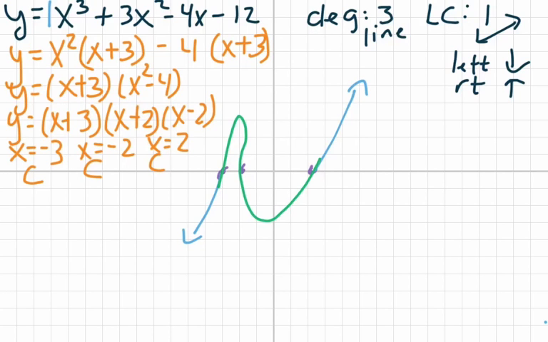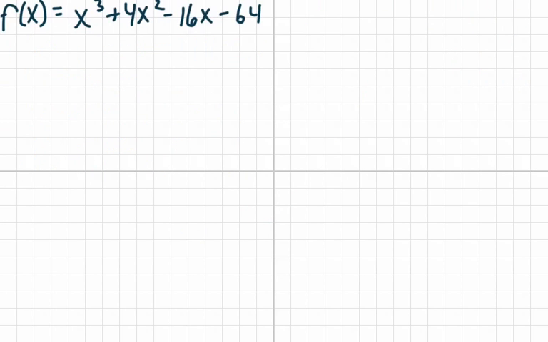Okay, let's go on and look at the second example. They'll go a little bit faster from this point out. So here's our next example. This one is f of x equals x to the third plus 4x squared minus 16x minus 64.